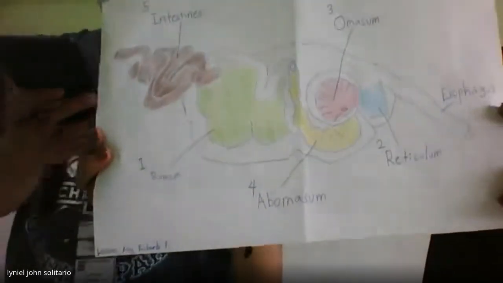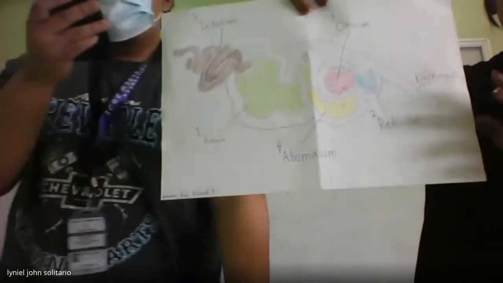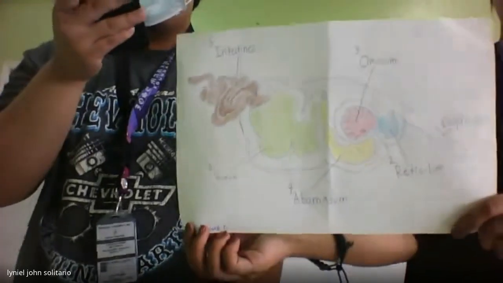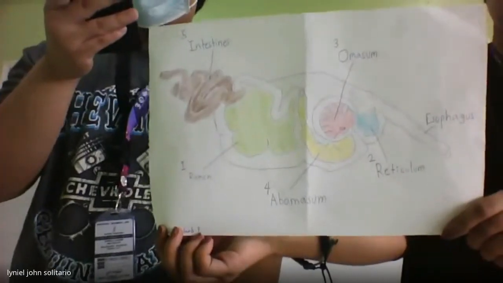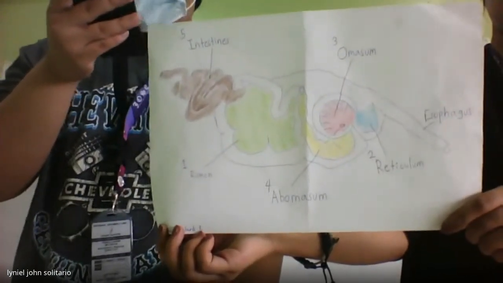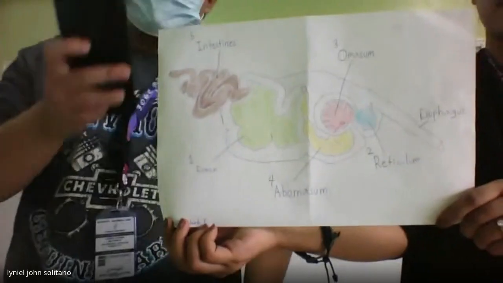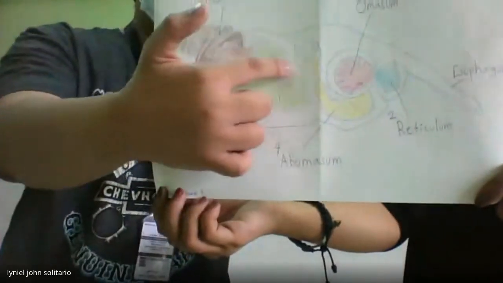The abomasum is often referred to as the true stomach, behaving similarly to a human stomach. Acids and enzymes digest the microbial proteins from the rumen and any undigested feed, preparing them for absorption in the intestines. It is the only compartment with glands. Then it goes to the intestines.